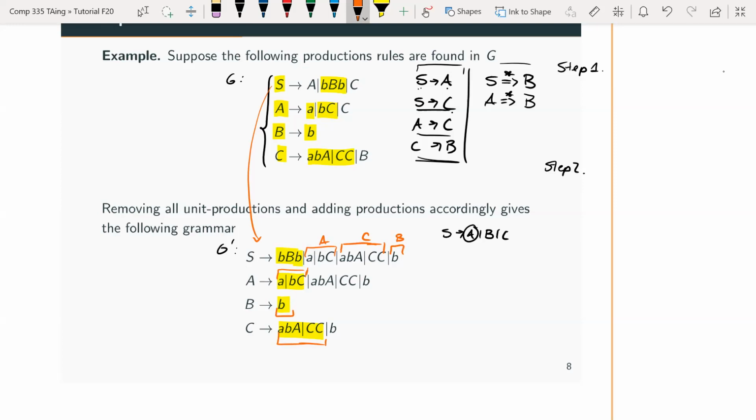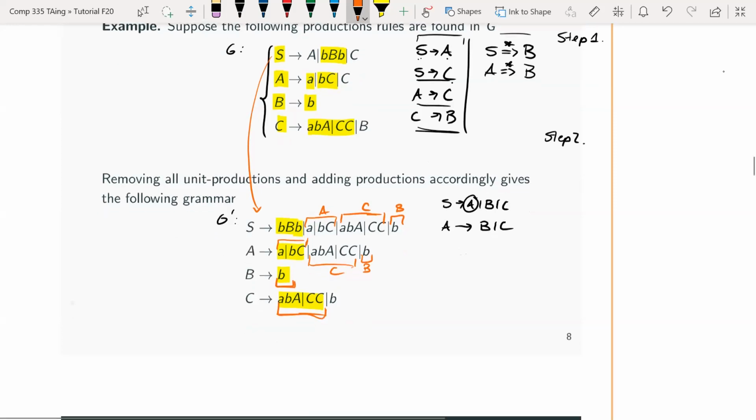Again, I'm going to do exactly the same procedure for A. So what does A give me? A gives me B, and it also gives me C, right? So I'm going to add the production rules, the ones highlighted in yellow, for B. So in this case, this is B, and this is C, okay? And then again, I do the same thing for C. I know that C gives me B, so C gets the production rule for B, which in this case is just little b, okay?